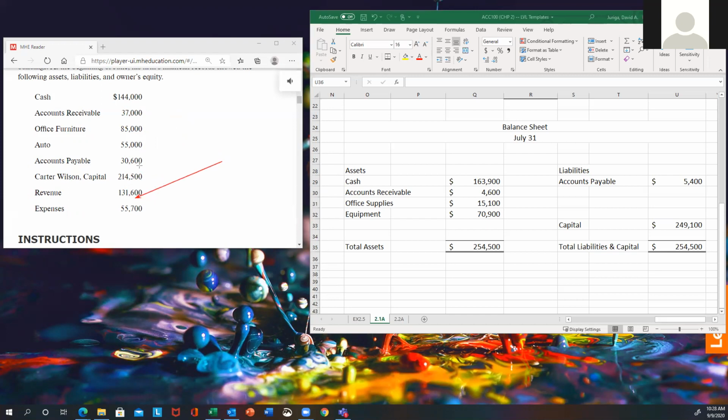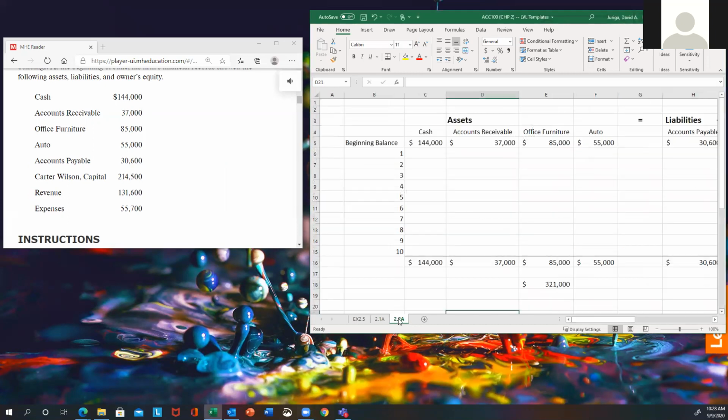And so then what we'll do is once we have these beginning balances, once we go through the transactions, we're going to be updating these balances to get an ending balance, just like we just did. So we'll have beginning balances, and then everything else in the problem should seem fairly similar to what we just did in problem 2.1a.